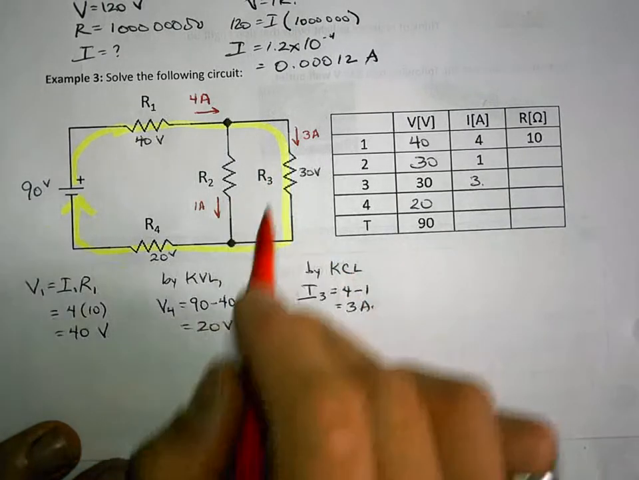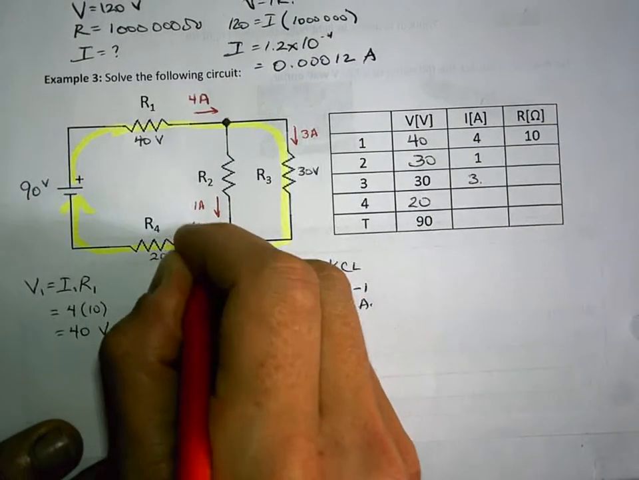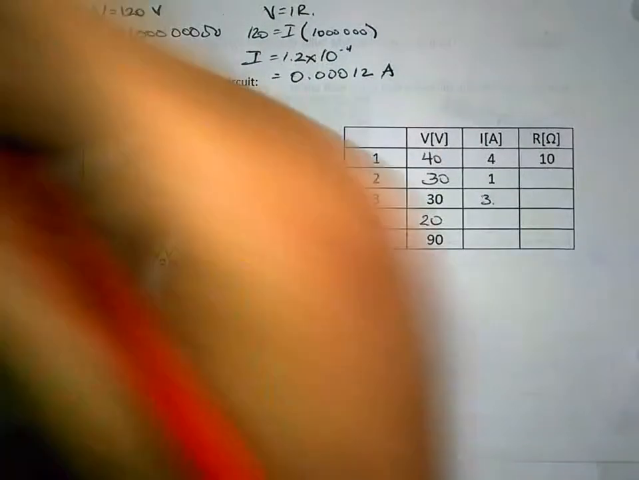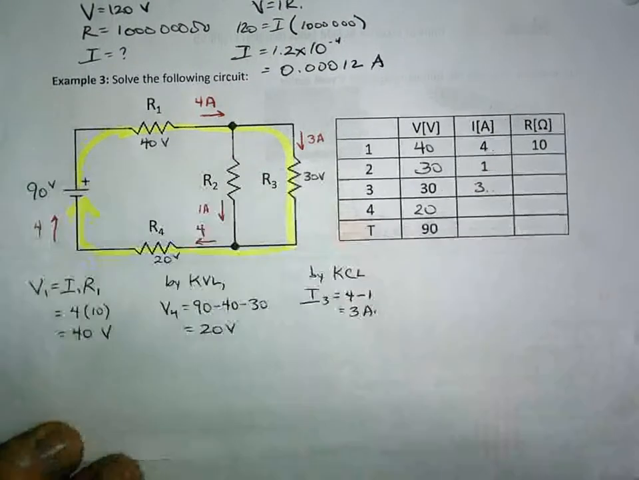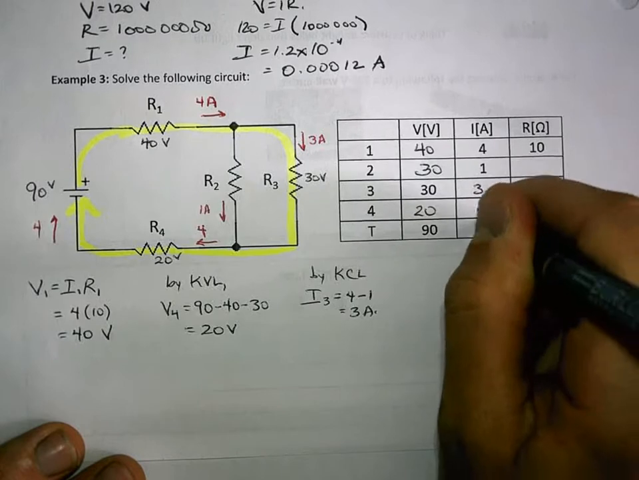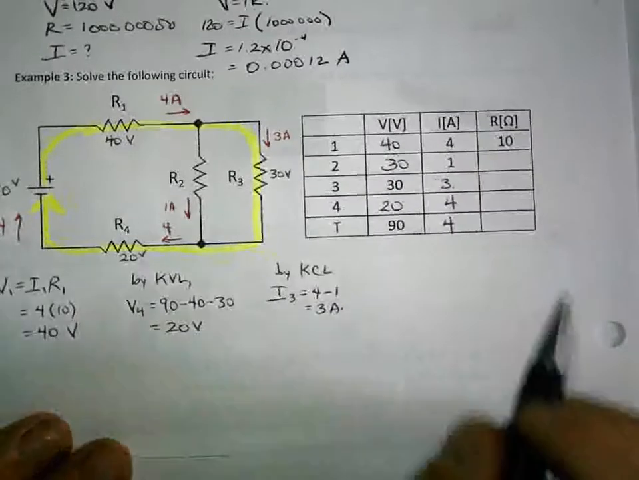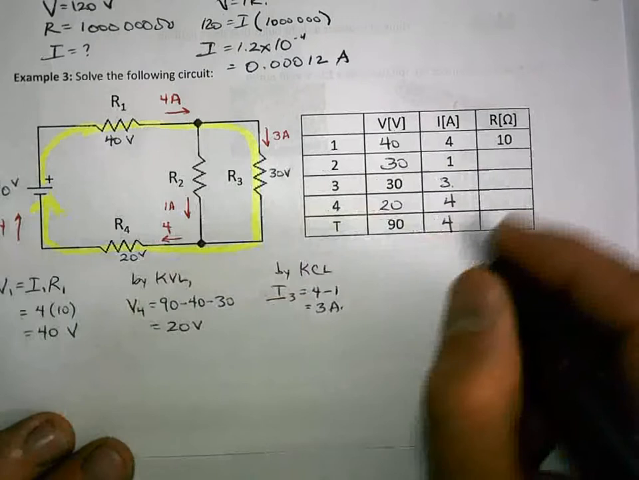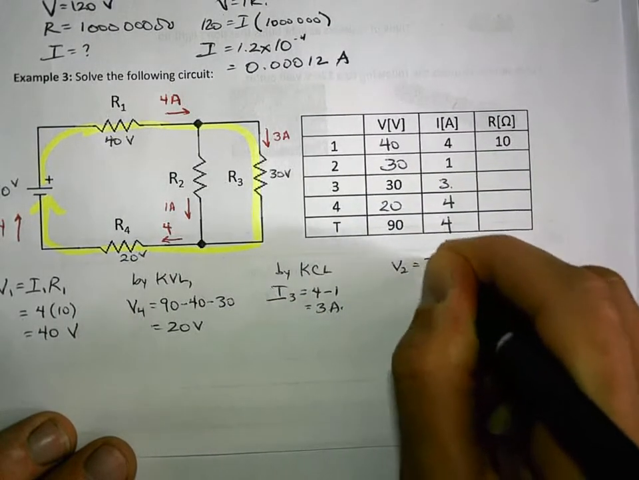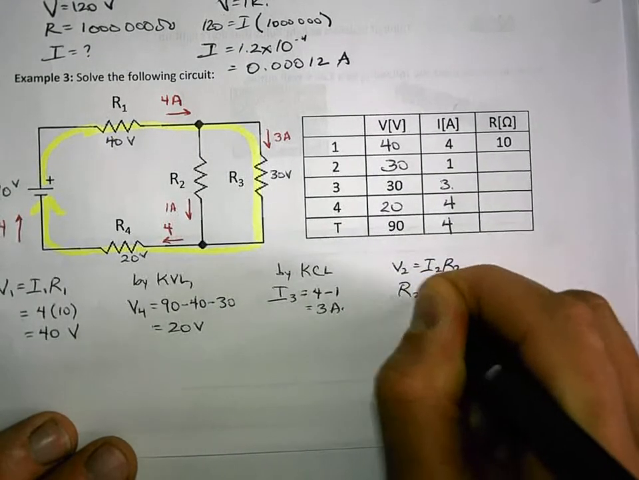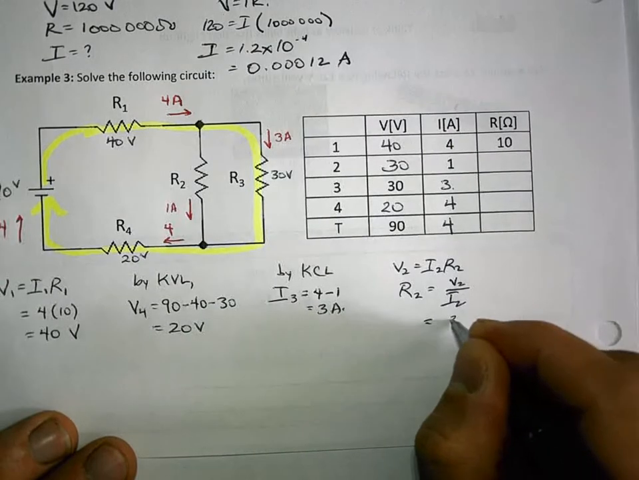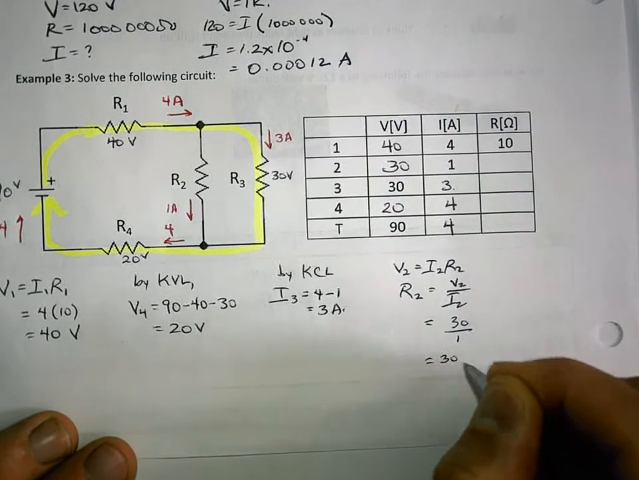And then when we come back together here, this is going to be 4 again. I mean, you could have seen that by knowing that all of this is the same current, 4 amps. So we're going to put a 4 here and a 4 here. And now to find the unknown amounts, you have to use your Ohm's law. So we have V2 is equal to I2 R2. So I get R2 is equal to V2 over I2, which is 30 divided by 1, which is 30 ohms.